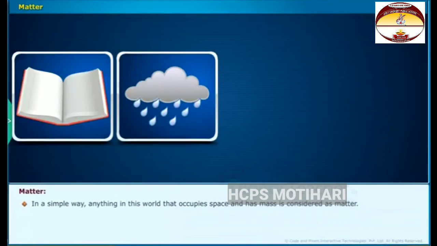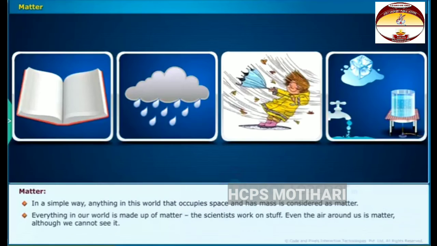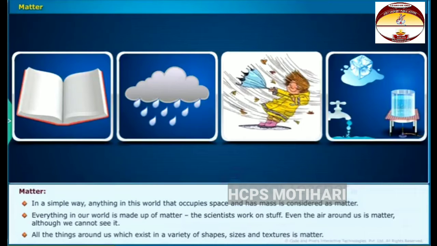Matter. In a simple way, anything in this world that occupies space and has mass is considered as matter. Everything in our world is made up of matter. Even the air around us is matter, although we cannot see it. All the things around us which exist in a variety of shapes, sizes and textures is matter.